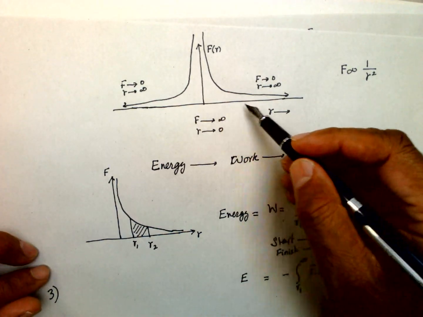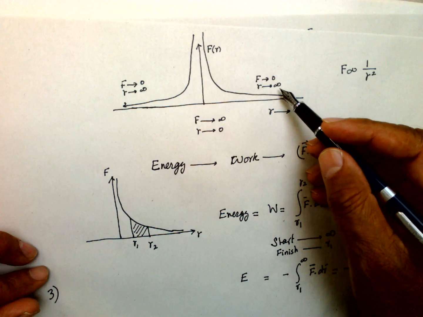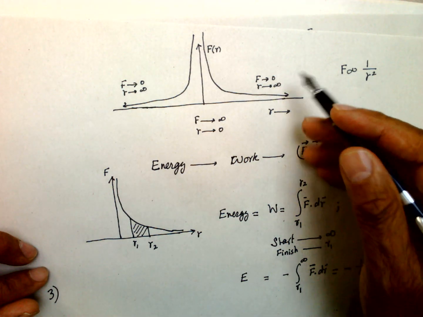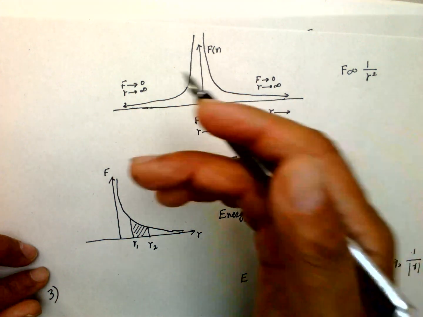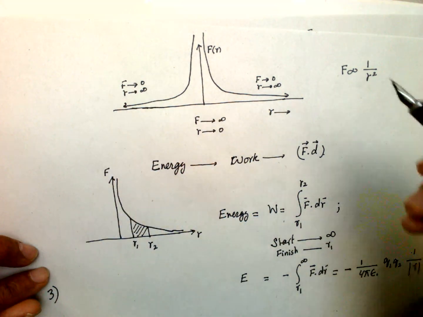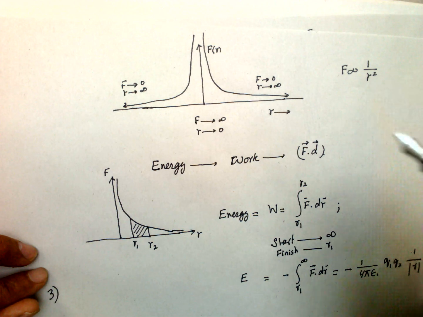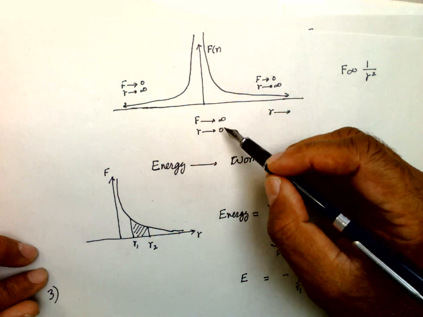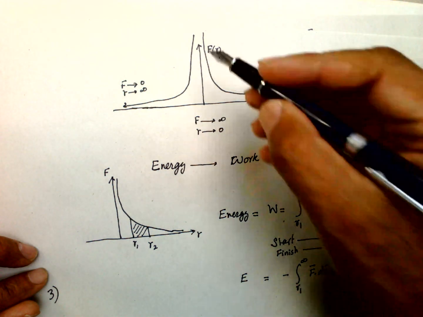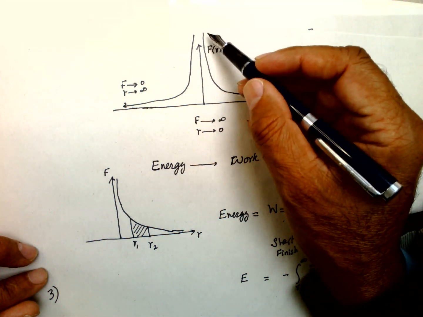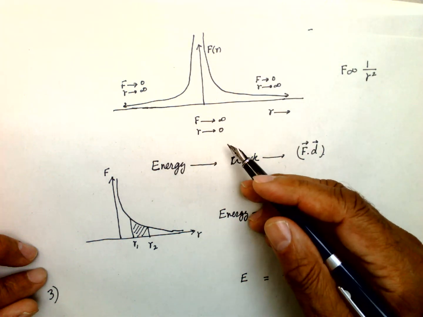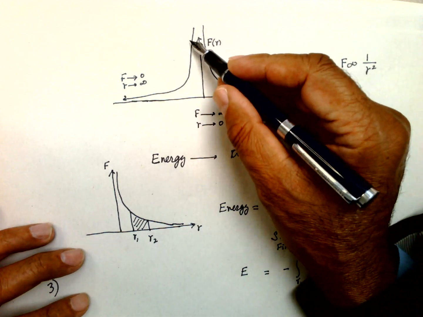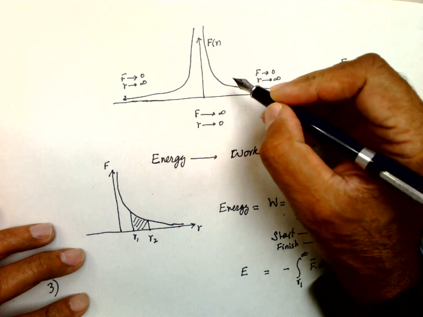When the distance is very large, at infinity, the force is zero, in the positive x axis and negative x axis, if it is one dimensional. So F is nearly zero at large distance, or infinite when R is equal to zero. So there are two extremes, but in between we can consider this.